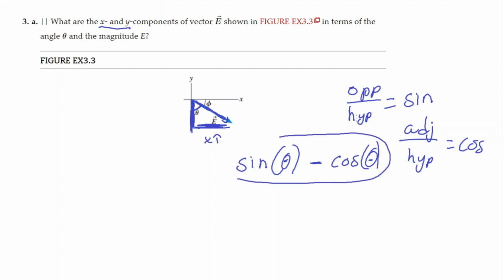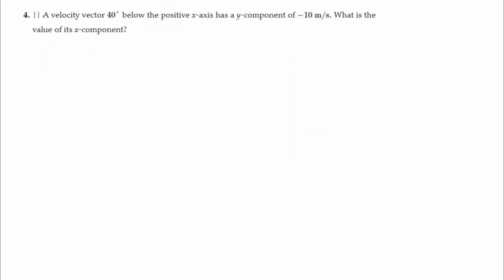So sine theta minus cosine theta is going to be your final answer. Alright, so let's take a look at number 4. So number 4 is a velocity vector of 40 degrees below the positive x-axis has a y component of negative 10. What is the value of its x component?